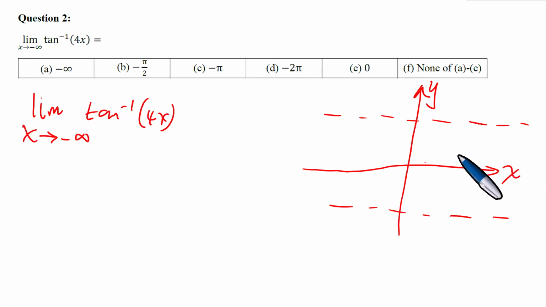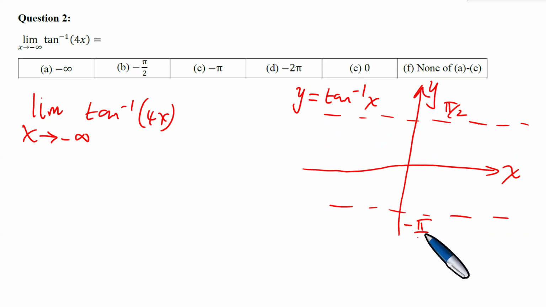So in the end, there's something we call this particular graph here. We are looking at the graph of arctangent of x. This is pi over 2 radians. This is negative pi over 2 radians. And the graph is actually like so. Why? Because the tangent is an odd function.